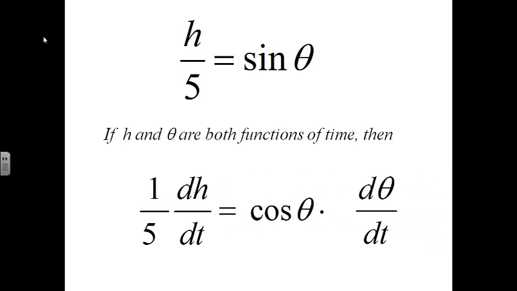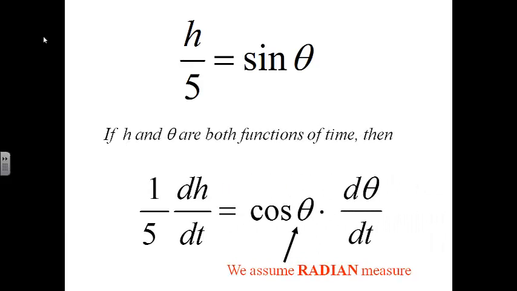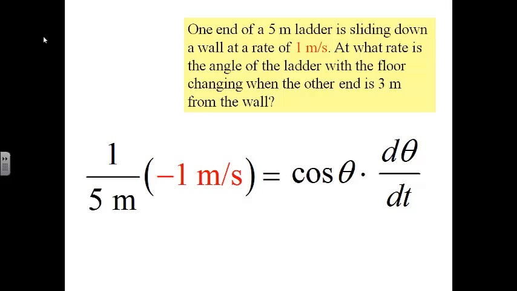So if we start off with h/5 equals sine of theta, and we take the derivative, well, h/5 is 1/5. So that's a constant, so it comes along for the ride. So we get 1/5 dh dt. The derivative of sine theta would be cosine theta. The derivative of theta would be d theta dt. We're always going to use radian measure when we're doing anything with trig functions in here.